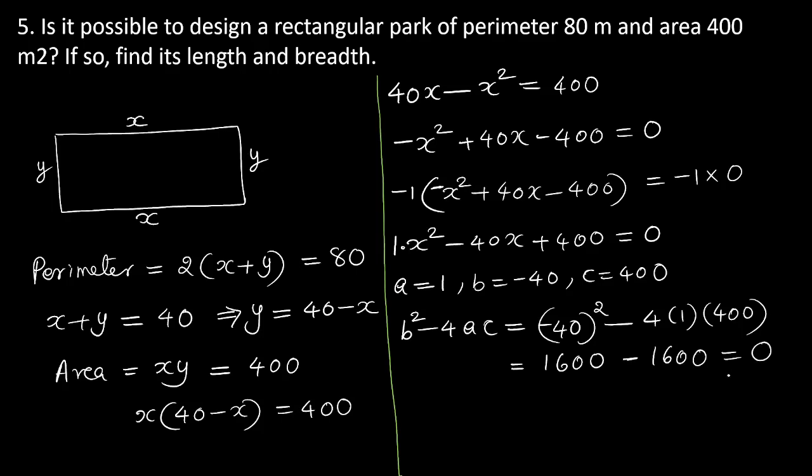I got discriminant 0. If the discriminant is 0, we studied in the previous class, roots are real and equal. If you have any doubt, please go through the previous class page. We have written that, we have studied that. When b square minus 4ac is 0, definitely the roots will be there, but both the roots will be equal.